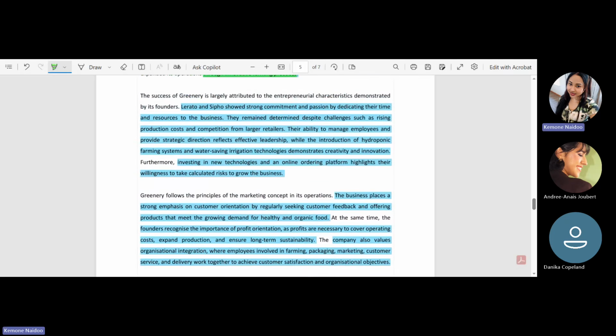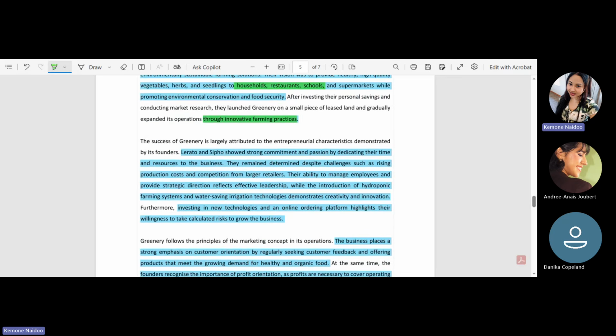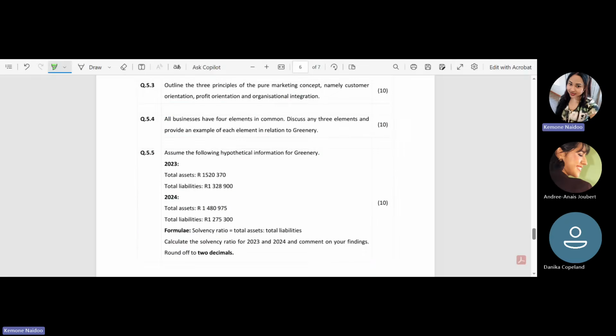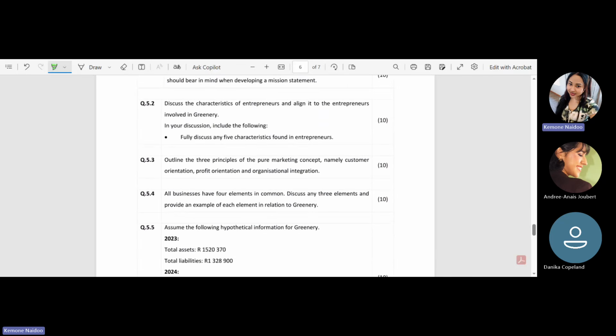Somewhere here I read that it promotes environmental conservation and food security. Okay, right here. Promoting environmental conservation and food security is why they exist. So one of their goals is to promote environmental conservation. Okay, so that will be really nice put together of this question. These are the questions that they need to keep in mind when they want to develop a mission statement. So you're giving them all the little tools and everything that's relevant when you're making up your mission statement.